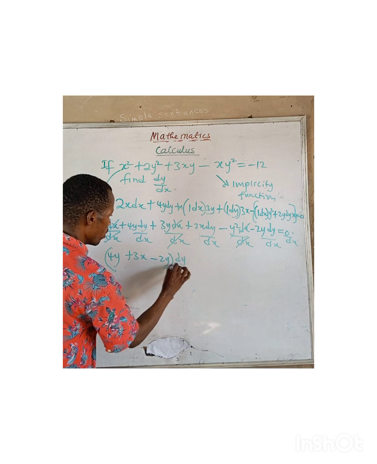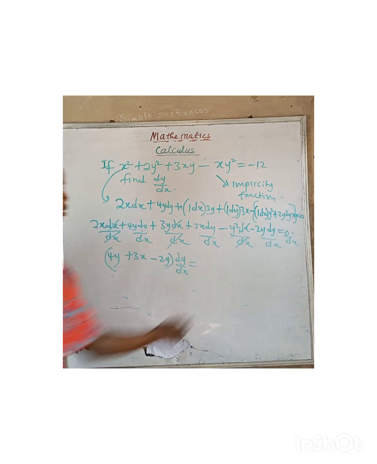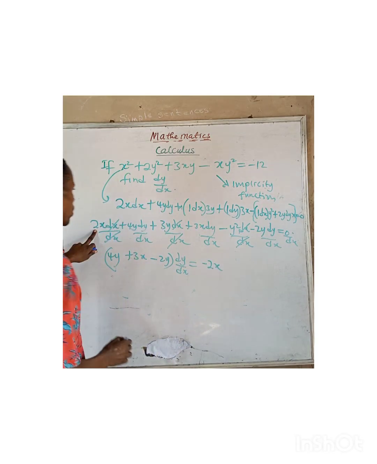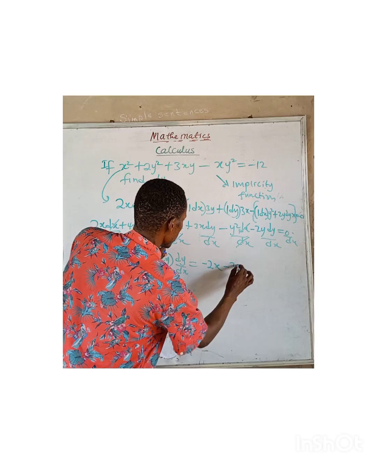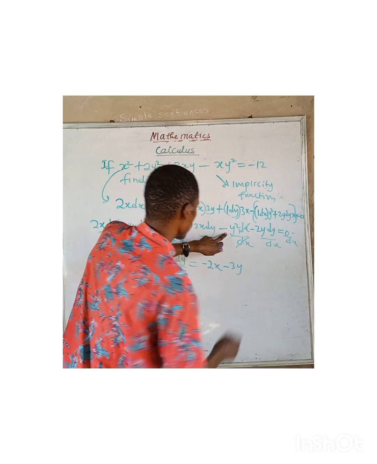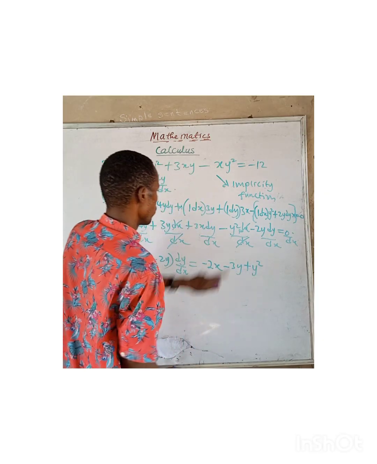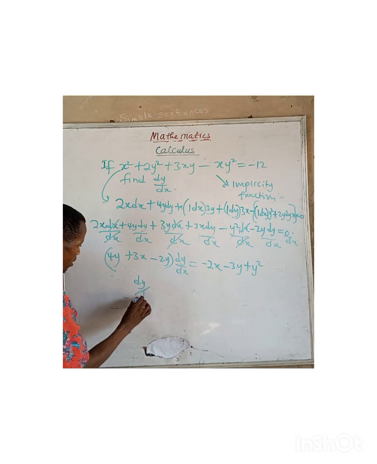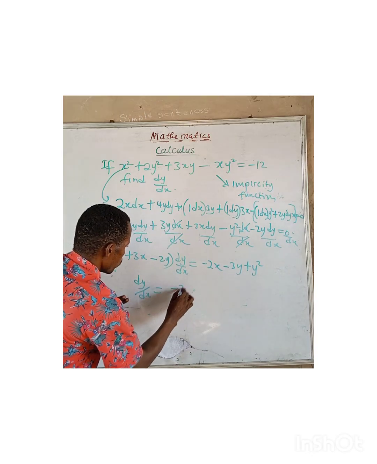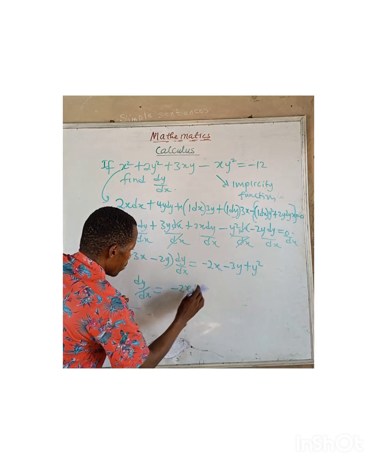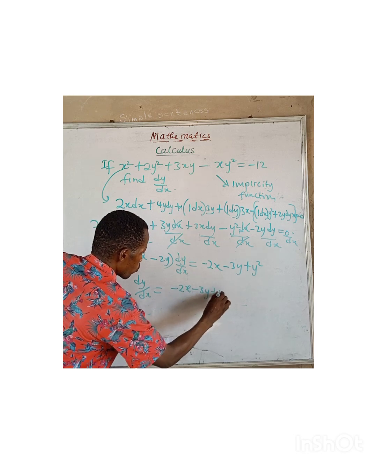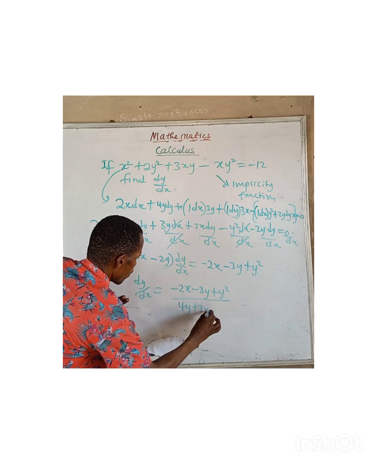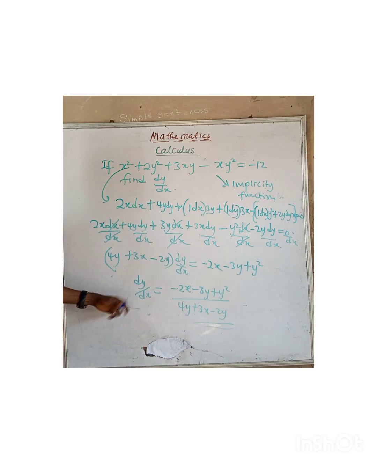Bracket it, put the dy over dx, which must be equal to 0 over dx, which gives us 0. So all this one will go to the other side. Minus 2x. Now plus 3y will change to minus 3y. Also, minus y squared changes to plus y squared. Now from there, our dy dx at last will give us minus 2x minus 3y plus y squared, everything over 4y plus 3x minus 2y. This one becomes our dy dx.